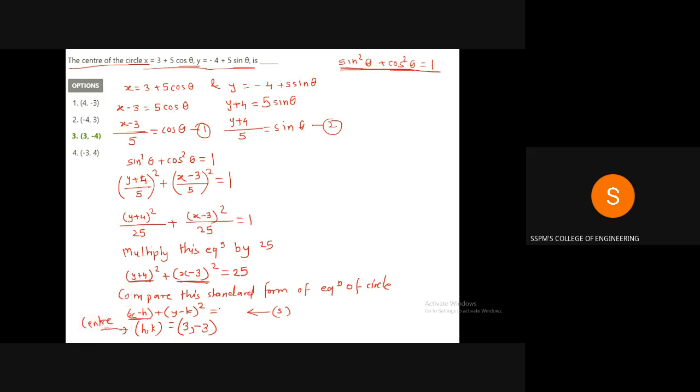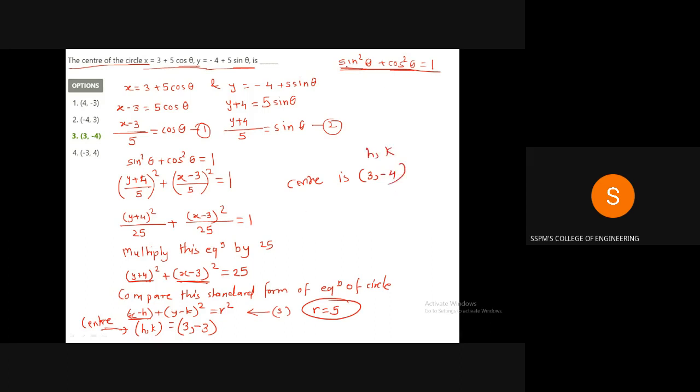So the standard equation is, sorry, not 25, it is r square. Therefore, r is equal to what? It is 5. So the center of the circle is 3 comma minus 4. So these are the values of h and k.